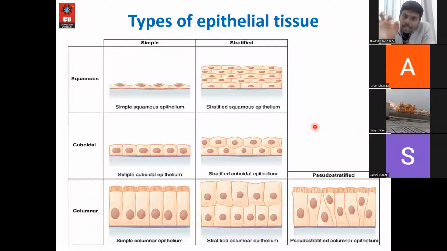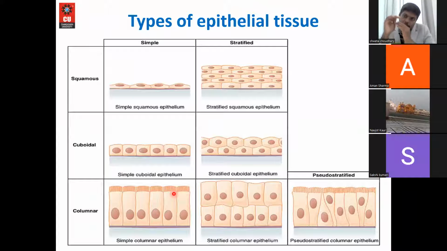Depending upon the shape of the epithelial cell, this tissue is divided into three types: squamous cells, cuboidal cells, which are cube shaped, or columnar cells, like a rod. If they are in a single layer, it is called simple squamous epithelium. If cuboidal, it is called simple cuboidal epithelium. If columnar, like cylinders, it is called simple columnar epithelium.